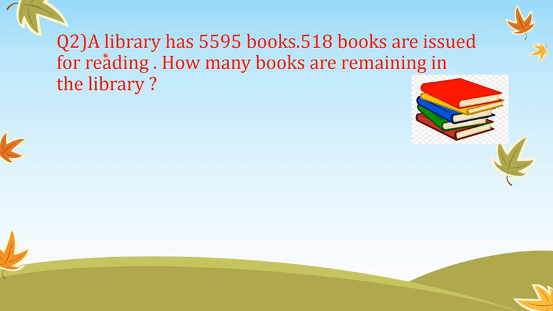Let's read the question again. A library has 5,595 books. Information. 518 books are issued for reading. Again another information. And then here question starts, how many books are remaining in the library? So we have got the information, we have got the question. We have boxed the question over here, we have underlined the information, and then we are looking for the vocabulary.